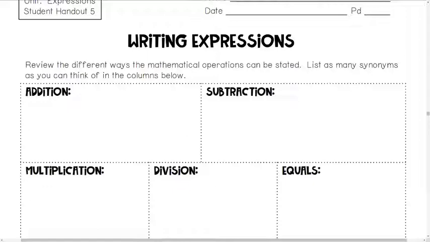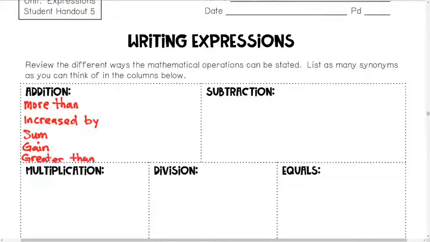So first off, with addition, there are a lot of different words that could mean addition. But first off, more than is something that means addition, increased by, sum, which you should be most familiar with, gain, greater than, and notice it doesn't say is greater than, it just says greater than. Then altogether, total, and in all. Combine. Those make up what we would consider words that are for addition, and those are keywords that we look at, especially in story problems or short answer problems. Those help us understand what it's specifically looking for.